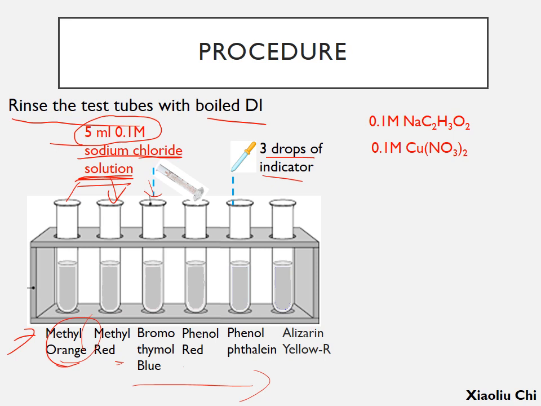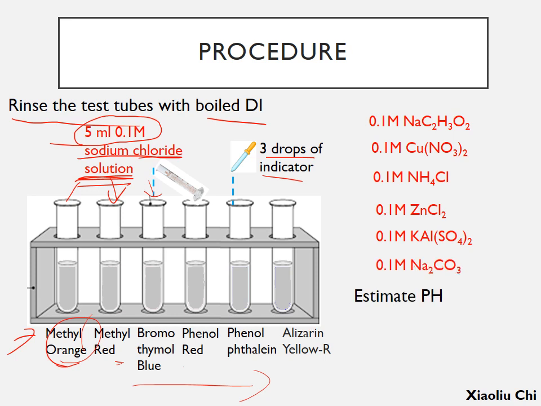and the next will be copper nitrate. So ammonium chloride, zinc chloride, potassium aluminum sulfate. So test all of them according to the procedures shown above, and then estimate the pH according to the color change, and then calculate the hydrogen ion, hydroxide ion, and then calculate the Ka and the Kb.